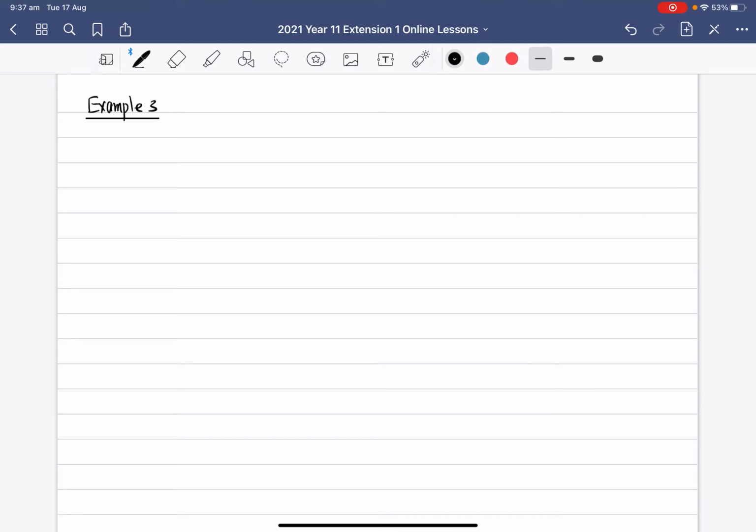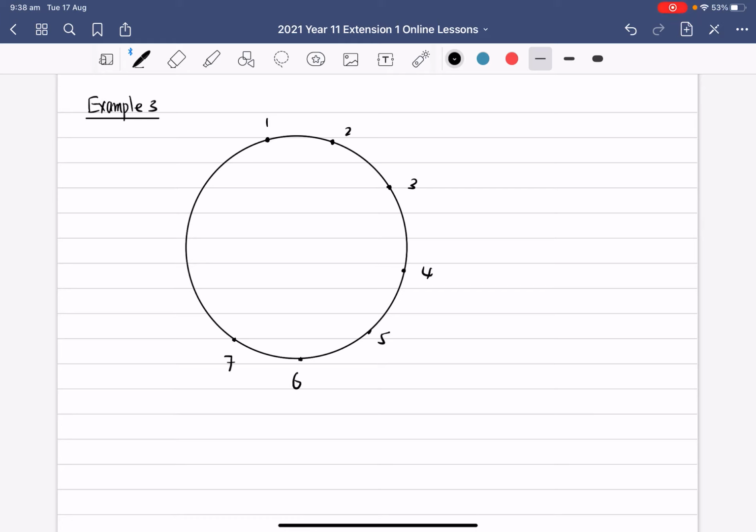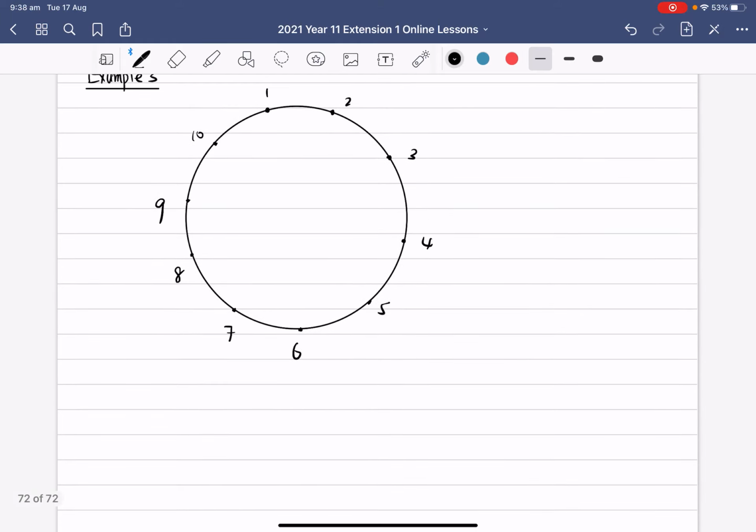What if we have a geometry question, where we've got a circle, and on the circle we have 10 points? That's 1, 2, 3, 4, 5, 6, 7, 8, 9, 10. They don't have to be equally spaced out. So we'll just have 10 points arranged in order around the circle. Now the first question says, how many triangles can be drawn with these points as vertices?